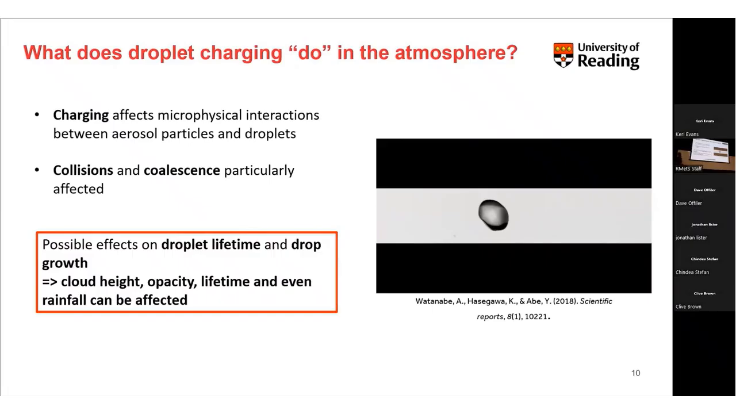And many of you will know that it's these small-scale cloud microphysical processes that determine the large-scale properties of the cloud, such as the height of the cloud, its opacity, or its reflectivity, basically, how long the cloud lasts, and even the rainfall.